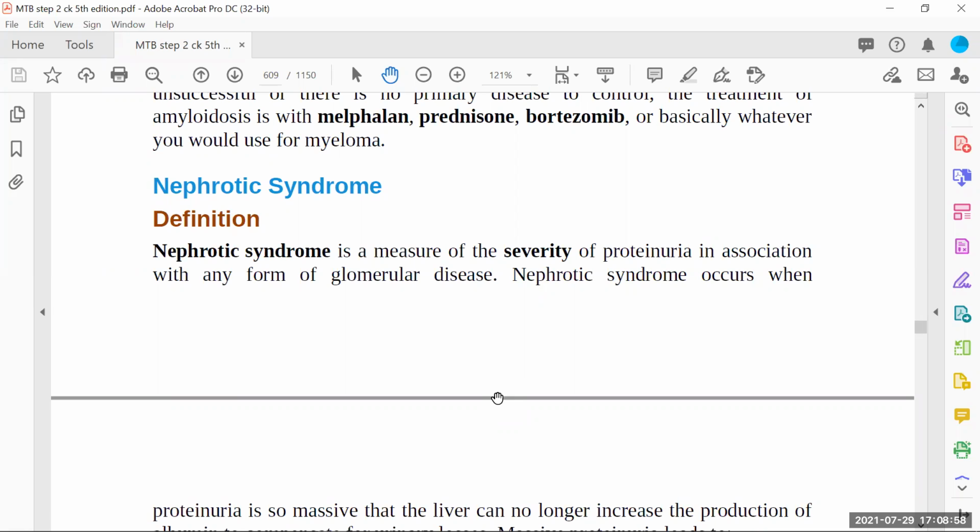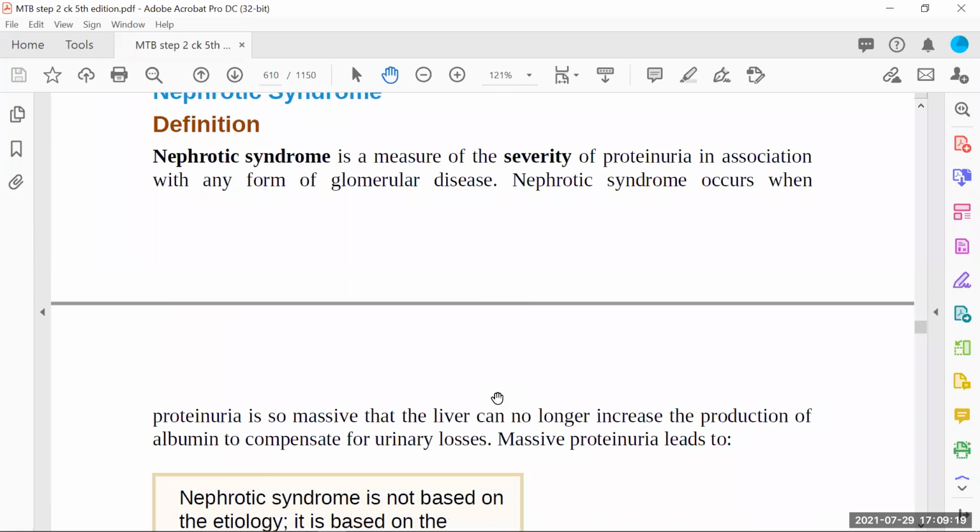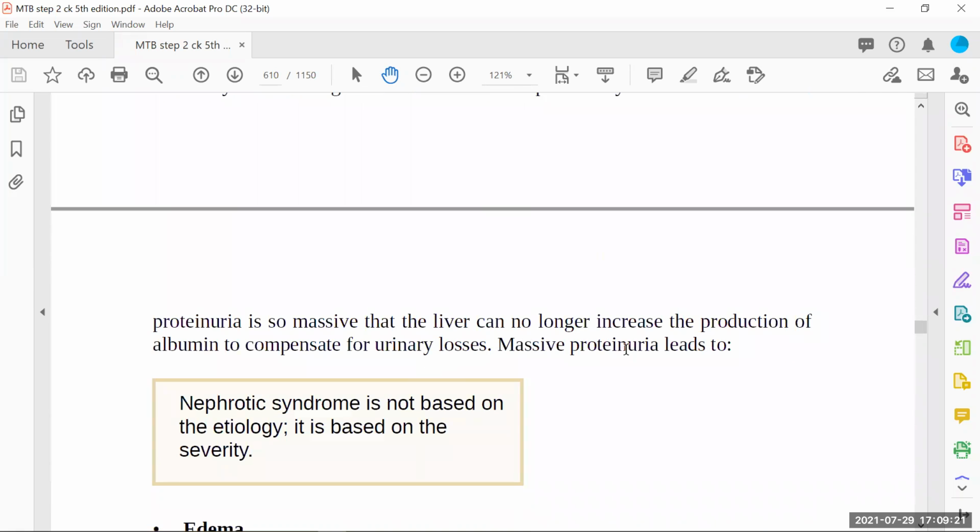Maybe post-infectious glomerulonephritis is there. Maybe any kind of polyarthritis, Goodpasture syndrome, vasculitis is there. Maybe lupus nephritis is there. There are so many types of glomerulonephritis. But if in that glomerulonephritis there is too much proteinuria, the proteins are lost too much because of the damage to the basement membrane, nephrotic syndrome occurs when proteinuria is so massive that the liver can no longer increase the production of albumin to compensate for urinary losses.